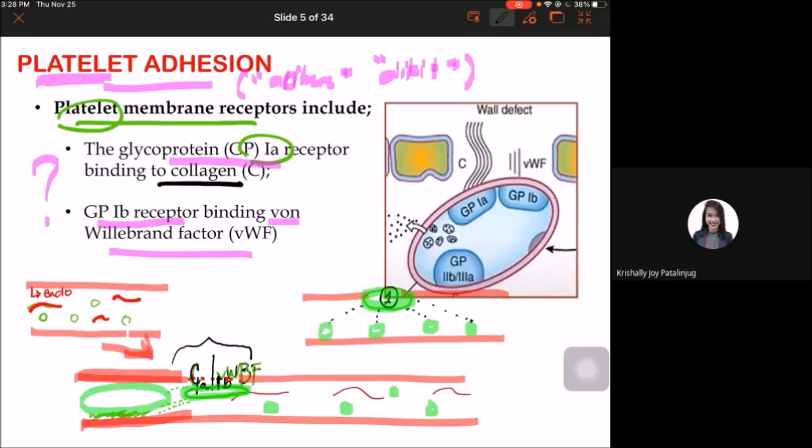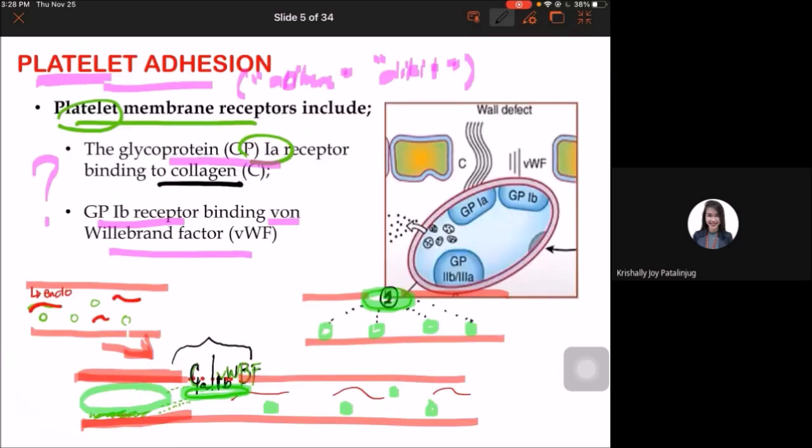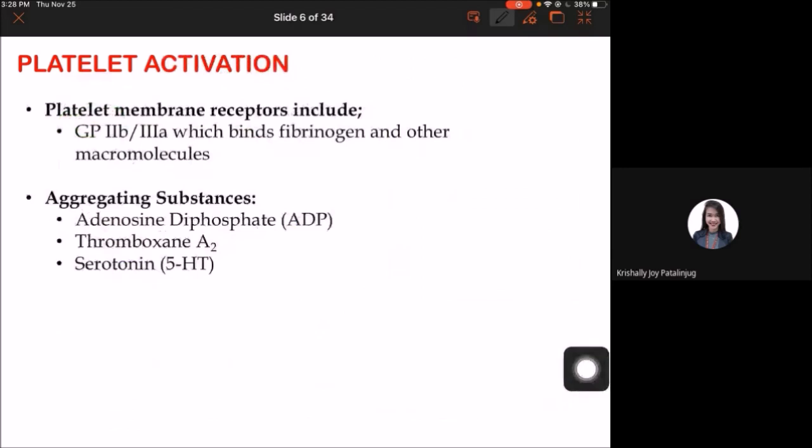Tulong-tulong sila to adhere on that part. Okay? So mag-send kibali si platelet number 1 og invitation sa other resting platelets. Okay? So kailangan mangyari therefore ang second step. Di ba? At after platelet adhesion, we have platelet activation. So it has to invite, kumbaga, other platelets.